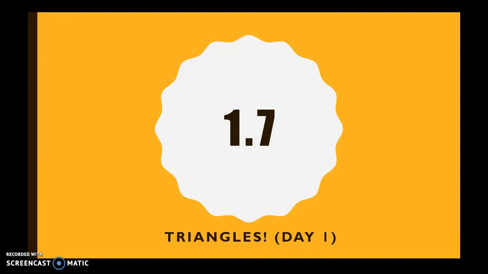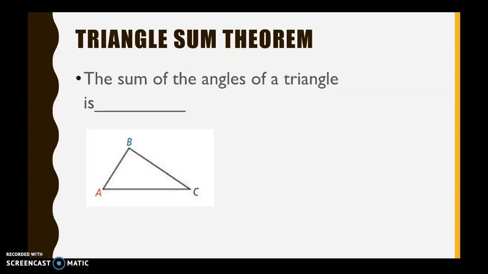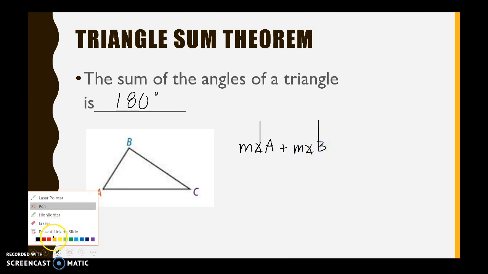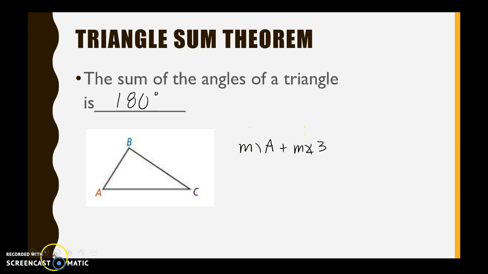Okay, lesson 1-7, triangles, day 1. So I think most of you are already aware of this, but the sum of the angles of a triangle is always 180 degrees. So the equation, whenever we see a triangle, 3 angles: measure of angle A plus the measure of angle B, plus the measure of angle C is equal to 180 degrees.